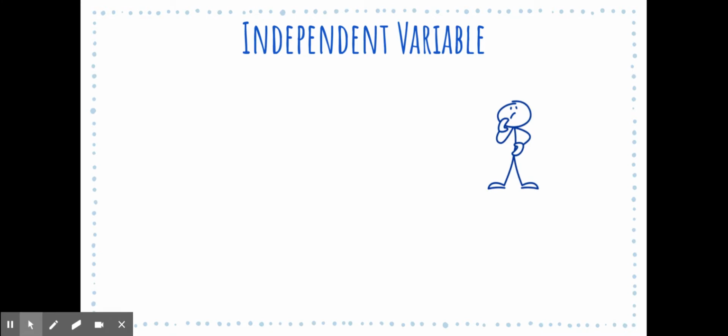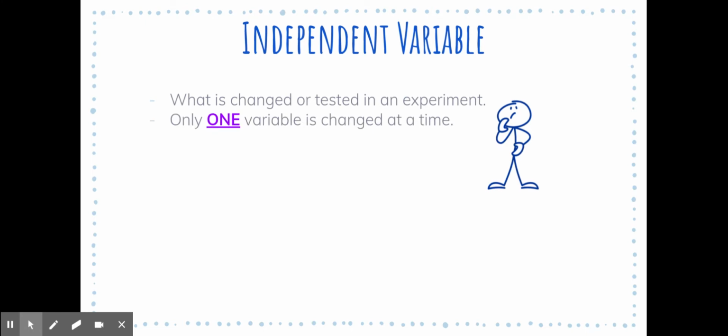So an independent variable is the one condition you change in an experiment. Please remember, we only ever change one variable at a time. Changing more than one variable means you will not be sure if that variable actually affected your outcome. So you have to make sure when setting up an experiment, one variable is changed at a time.